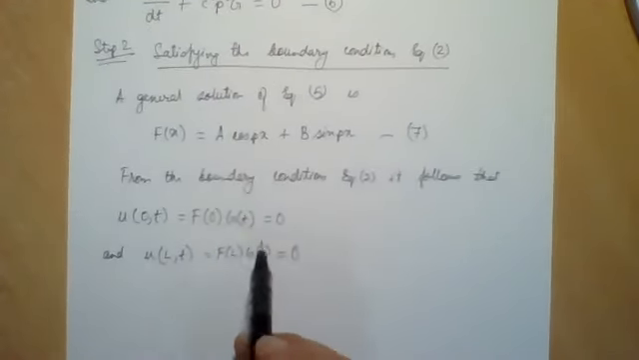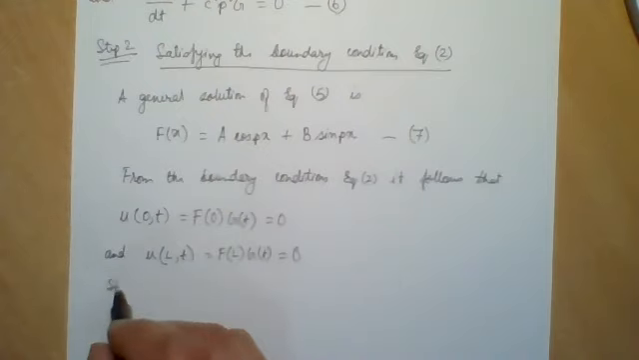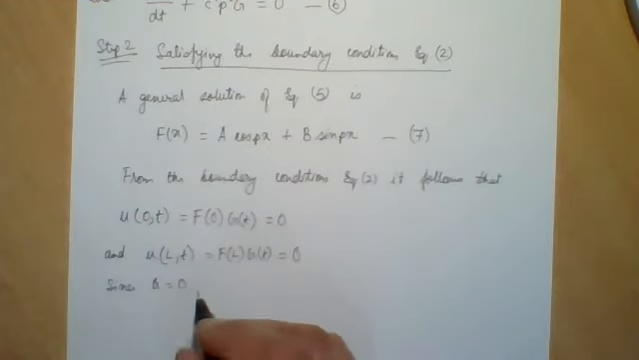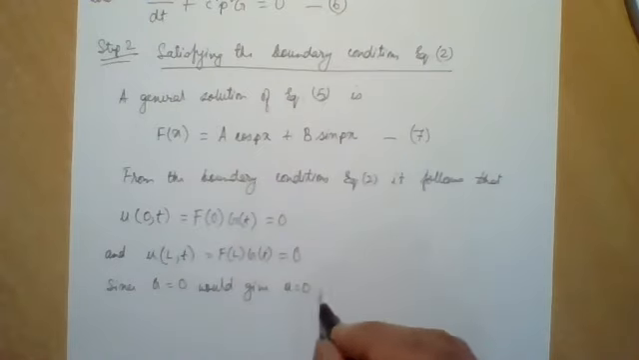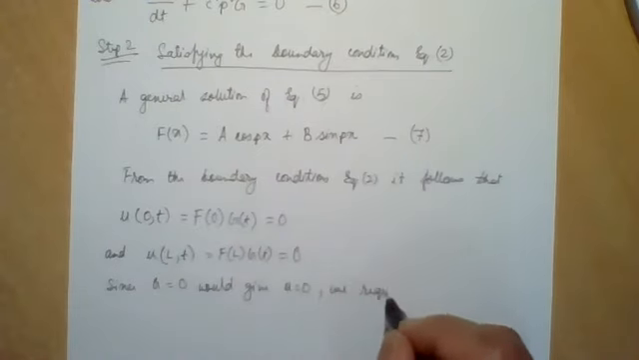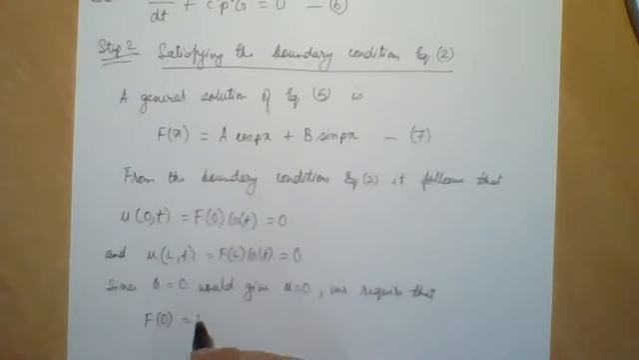But if we take g equal to 0, that means the solution u equal to 0 for all values of t. So since g equal to 0 would give us u equal to 0, we require that f of 0 should be equal to 0 and f of L should be equal to 0.